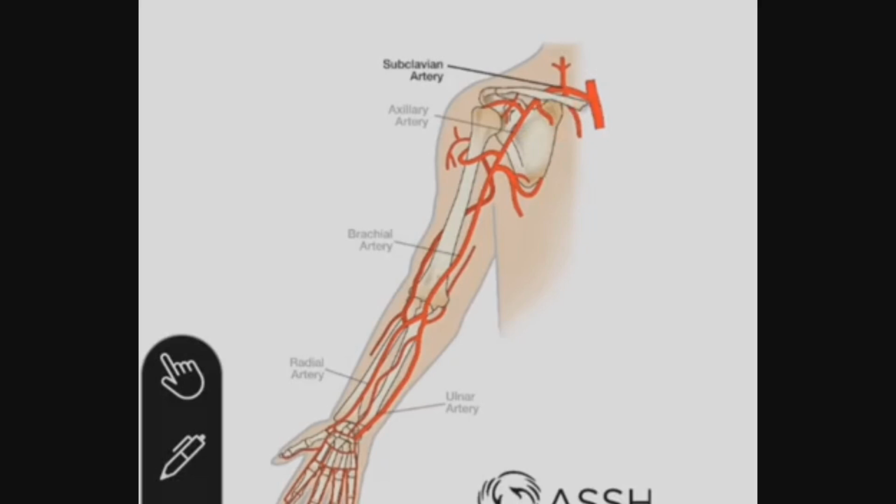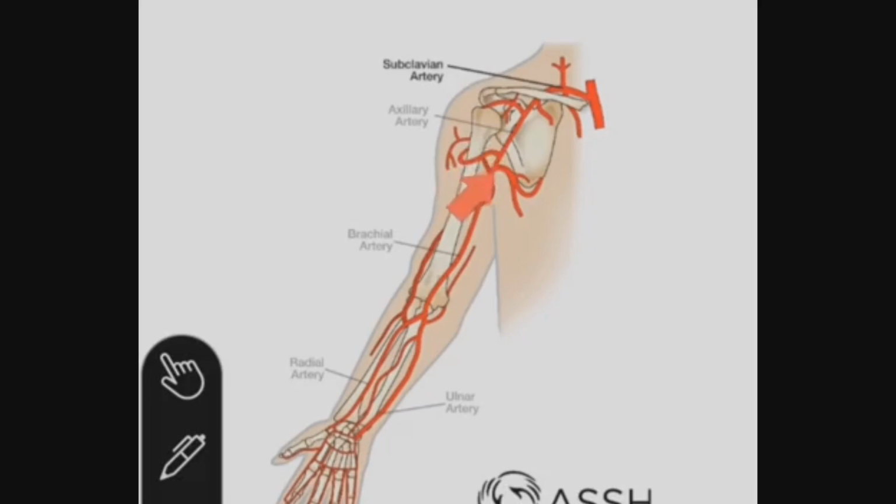Now the subclavian artery will carry oxygenated blood, on the right side from the brachiocephalic trunk, on the left side from the aortic arch, and we continue till it forms the axillary artery at the border of the first rib. Then the axillary artery, which begins from the lateral border of the first rib, will continue to form the brachial artery at around the inferior border of the teres major.